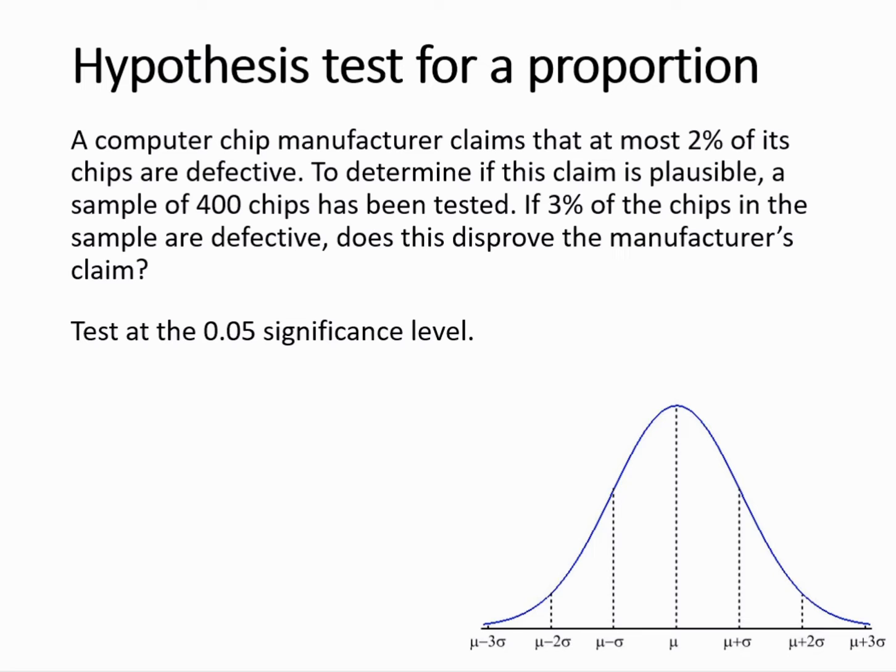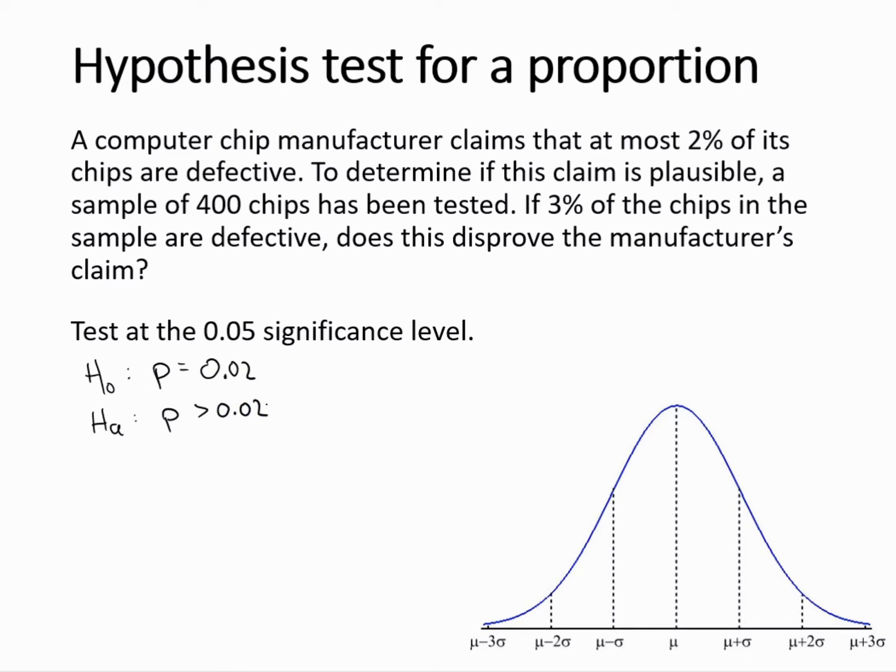So this is a test concerning a proportion. We're going to begin by stating our hypotheses. A null hypothesis will be that the proportion is 2%, as the manufacturer claimed. That's the manufacturer's claim. Or we could write it as less than or equal to. Our alternative, our suspicion, is that the true proportion is greater than 0.02.